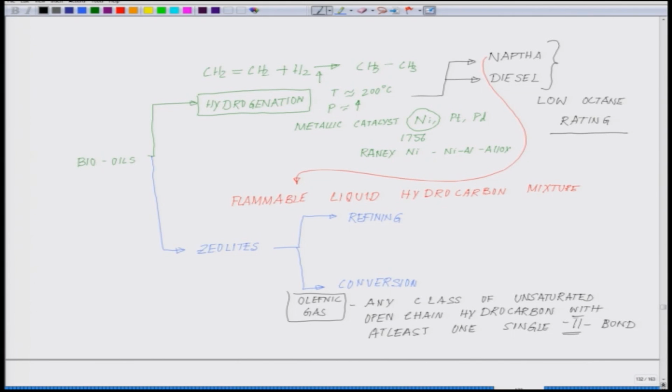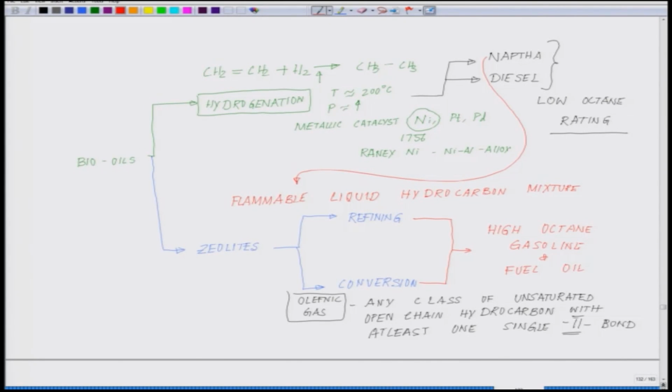So, this stands for one single double bond. Okay. Now, if you see the chart, if you remember in the last class, if you look at it very carefully, we talked about that these two lead to something called high octane gasoline and fuel oil.